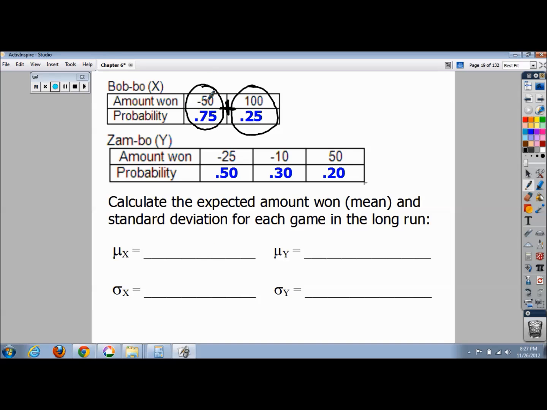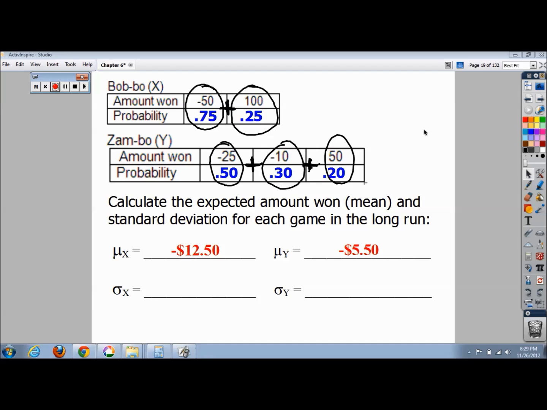So if you were to take this multiply plus this multiply, you should end up with negative $12.50. So this is saying if you were to play Bobo in the long run, over and over and over again, that in the long run you're going to expect to make $12.50 in the hole. That you're going to owe, in the long run, $12.50 on the average. Okay? If we did the same thing for Zambo, if we were to multiply and add this, in the end you should get negative $5.50.